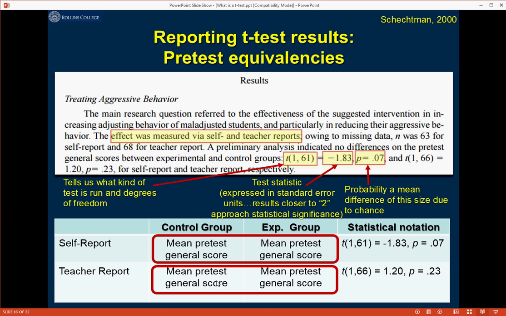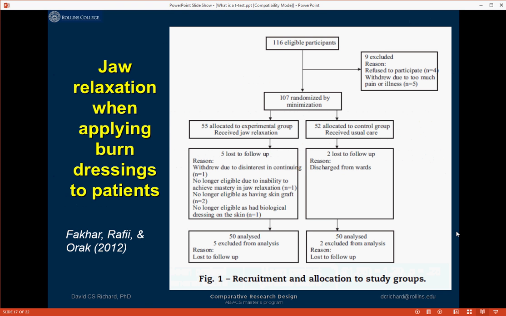Of the 55 that went to the experimental condition, 5 were lost to follow-up, and they even provide the reasons for that. That left 50 in the analysis for the treatment group. 2 in the control group were lost. That left 50 for the analysis. So not a bad situation here. We've got 50 in the treatment group and 50 in the control group, and so what we're going to test is whether or not there's a difference in perceived pain. The null hypothesis would be that there is none.